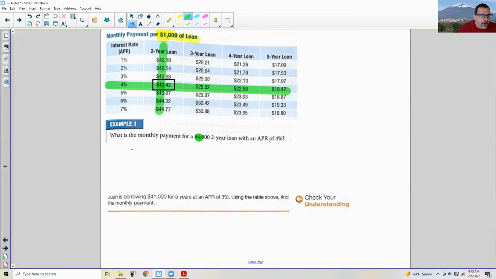So for a $4,000 loan, you just simply take, oh, I forgot to change my pen. Let me switch to pen. You simply take the 4 for 4,000 and multiply that by $43.42. So 4 times 2 is 8, 4 times 4 is 16, carry the 1, 4 times 3 is 12, and 1 is 13, carry the 1, 4 times 4 is 16, plus 1 is 17. And for $4,000 over 2 years at 4%, you would pay $173.68.